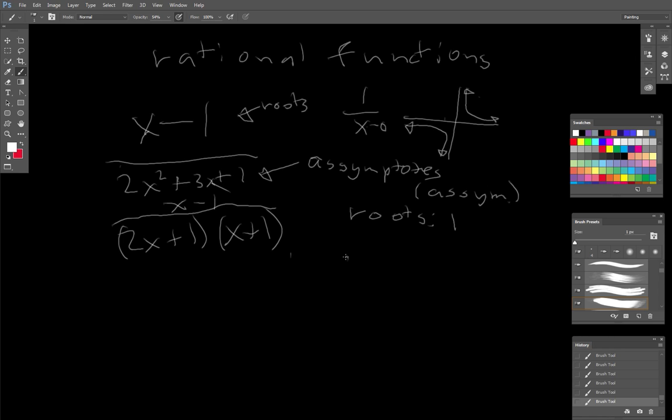So the asymptotes will be the same numbers that we used last time because we have the same polynomial that we factored on the last one. So this would be negative 1/2 and negative 1. That's what the asymptotes would be. And that is that problem.